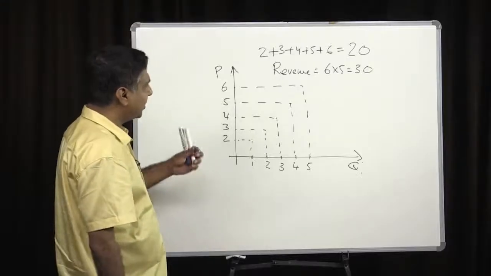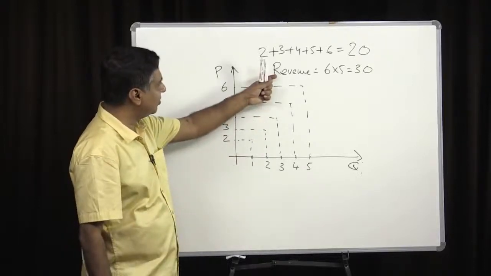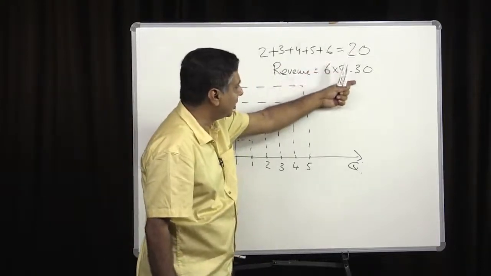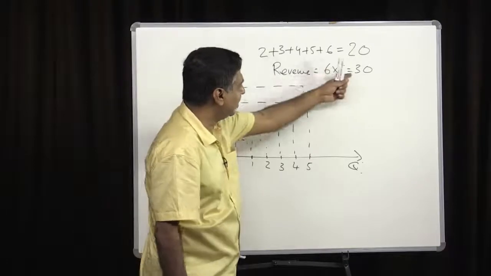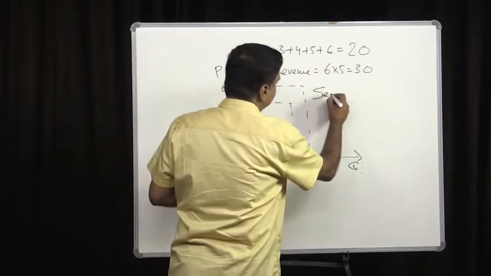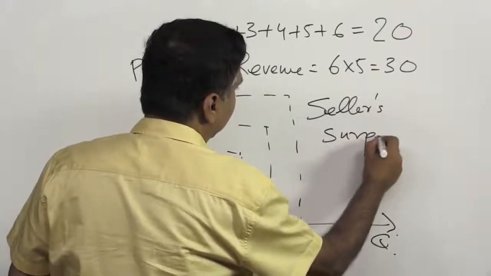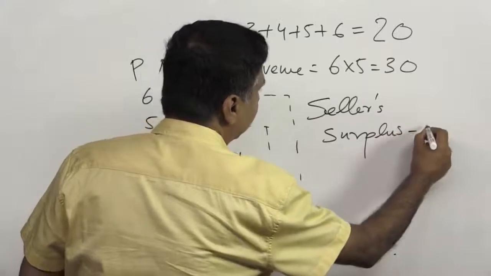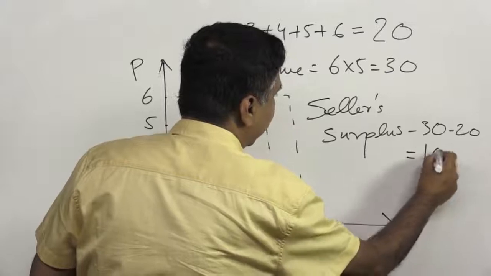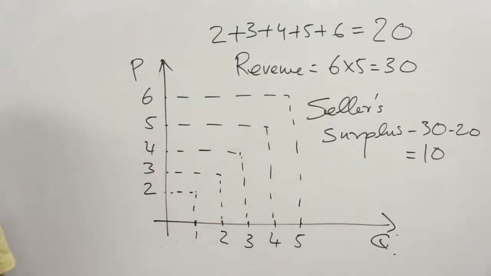So then again, just like with consumer surplus, you have a situation where he is willing to accept 20 rupees, but because of the way the market operates, he actually makes 30 rupees. So then there is a seller surplus of 30 minus 20 equals 10 rupees. So this is the producer's surplus.